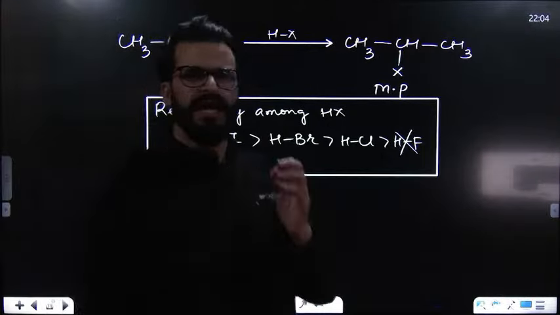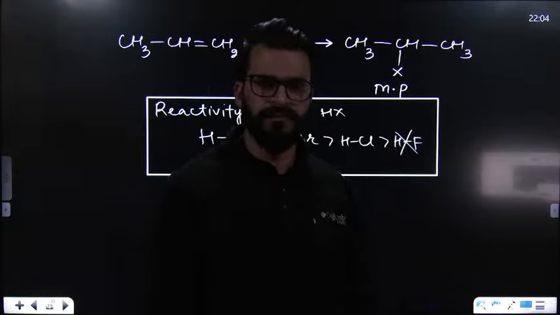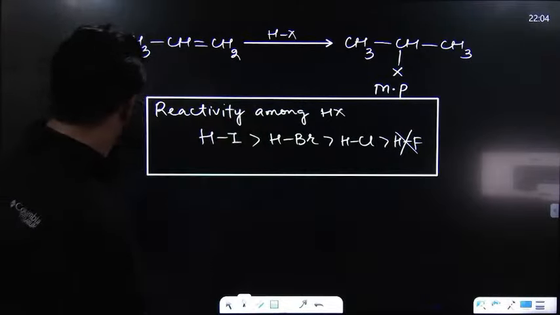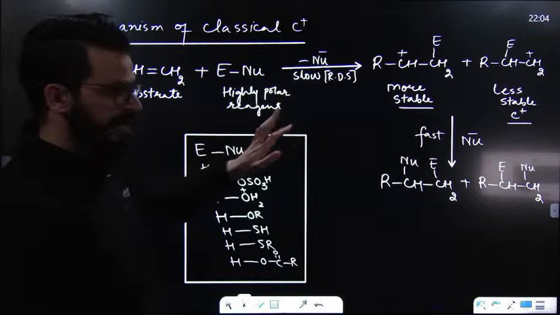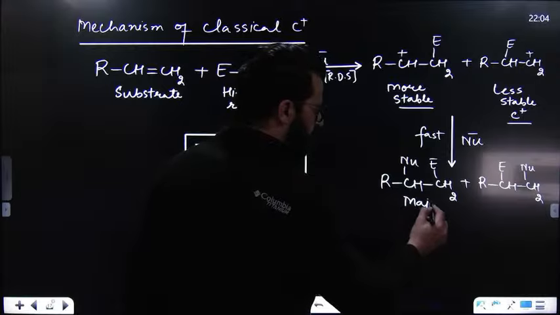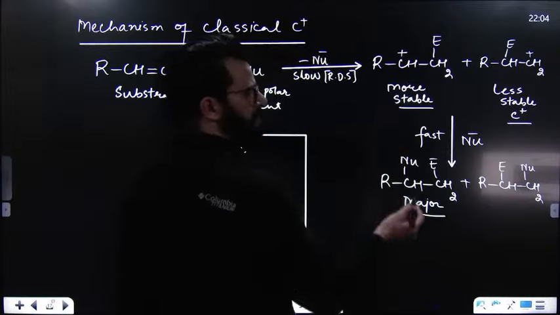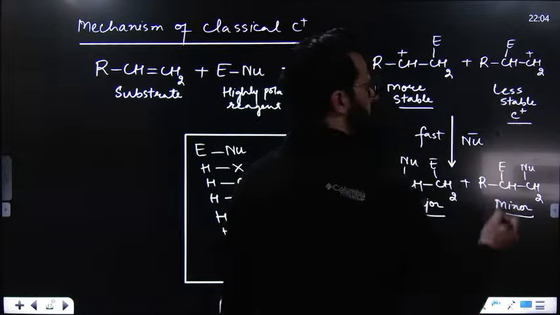So any electrophilic addition taking place via classical carbocation is like this. Mechanism is like this. But here, this will be the major product, because it will be formed from more stable carbocation, and this will be the minor product. It will be formed from less stable carbocations.